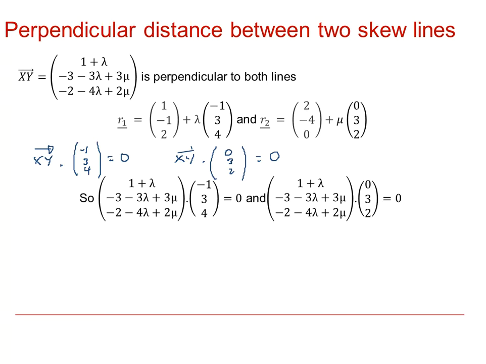Well, if you write down the dot products and then simplify them, you should get the following two equations. So 26 lambda minus 17 mu is negative 18, and 17 lambda minus 13 mu is negative 13. So putting those two together, solving them simultaneously, we can find values of lambda and mu, and you can check that you get the following two values.